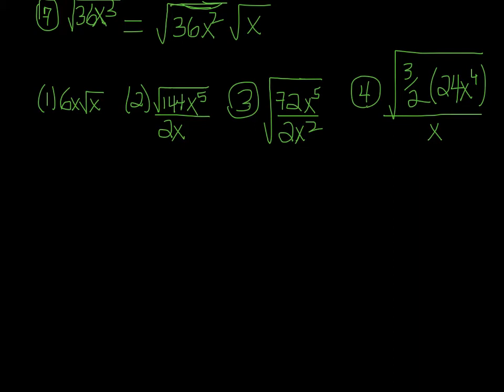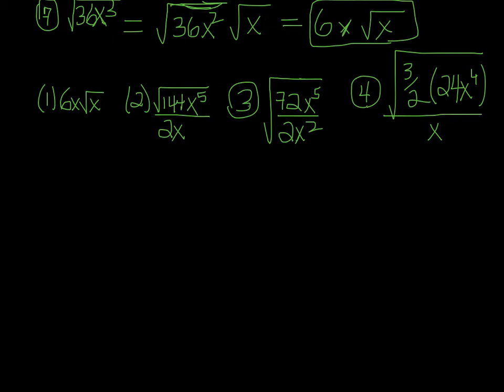Now, I separated that because on the left, those are my perfect squares, and on the right, those are not my perfect squares. So the square root of 36 is 6, and the square root of x squared is x. Now, I have a radical x, which I can't really do anything with. So this is what I'm looking for right here. If it matches that, it's not the answer. If it doesn't match that, it is the answer. Well, look at choice 1 right here. Choice 1 definitely matches it. So that cannot be the answer because they're asking for which one is not equivalent.